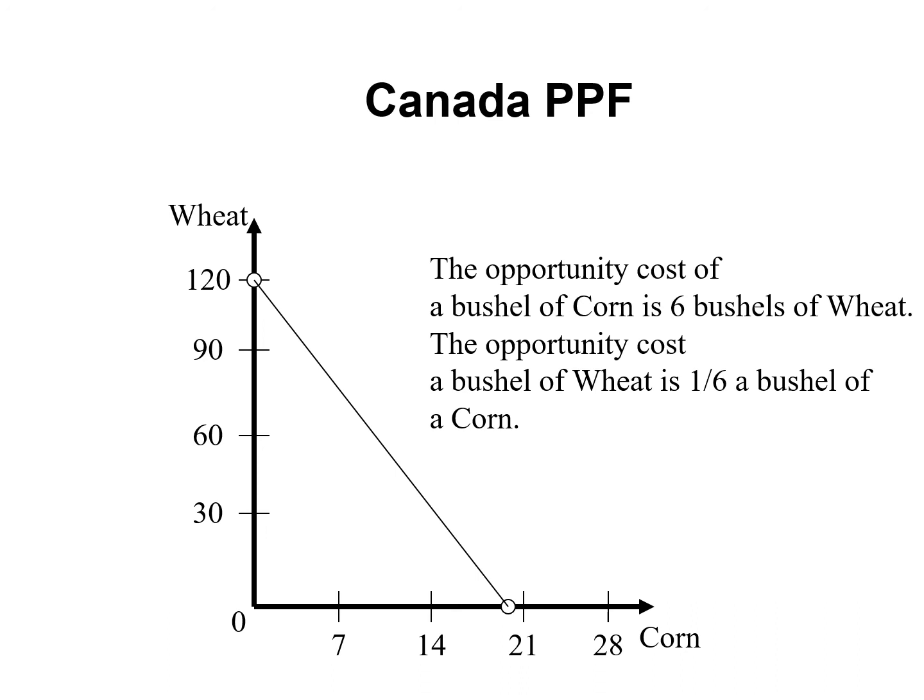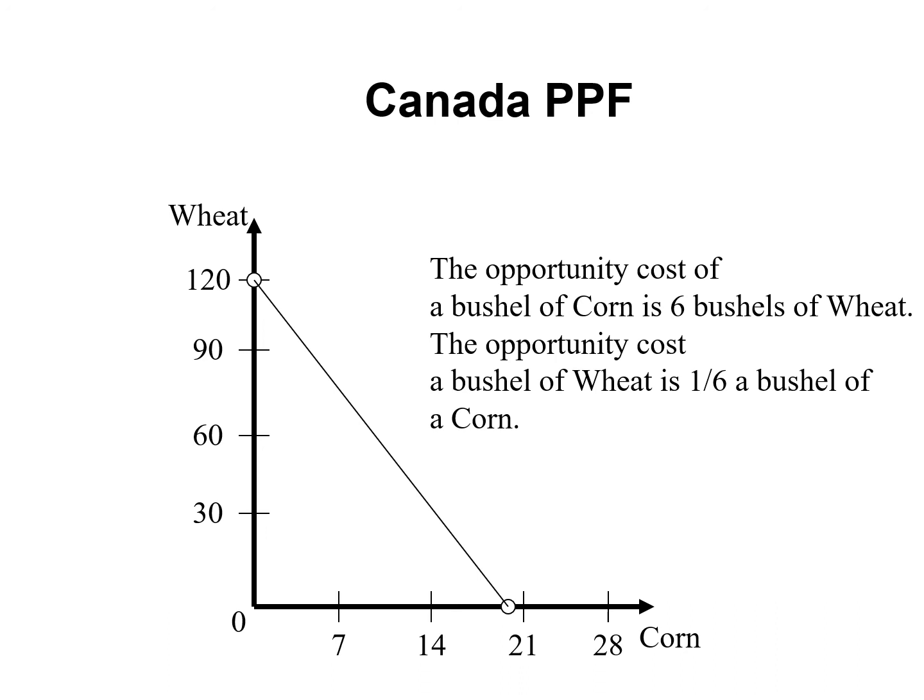The first bushel of corn cost Canada 6 bushels of wheat. The second bushel of corn cost Canada 6 bushels of wheat, and so on, all the way till we get to the 20th bushel. Because this production possibility frontier is linear, to calculate the opportunity cost of the other product, in this case wheat, in other words, how much corn does Canada need to give up if they want to increase wheat production, we simply invert the fraction. Use the same logic as employed before.